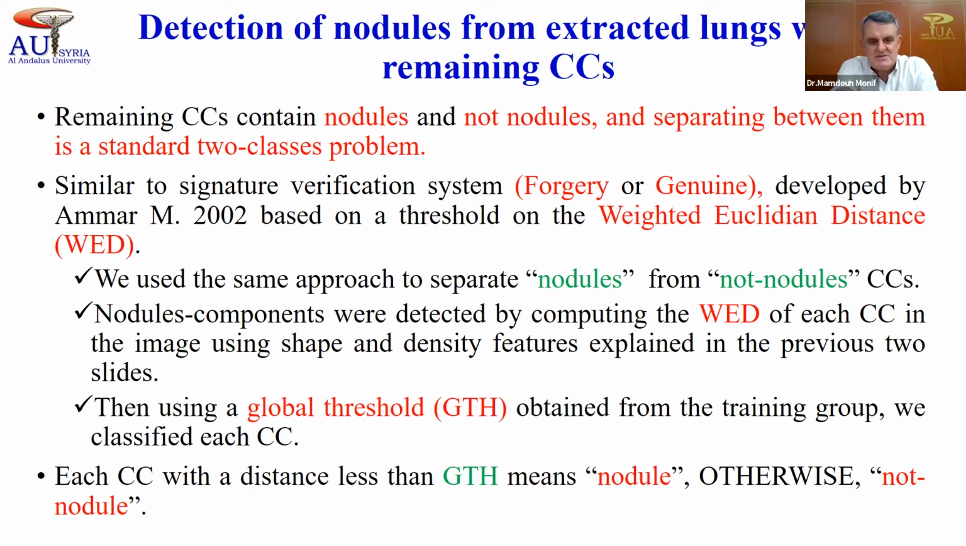Nodule components were detected by computing the WED, weighted Euclidean distance, of each CC in the image using the shape and density features explained in the previous two slides. Then, using a global threshold obtained from the training group, we classified each CC. A CC with a distance less than the global threshold means nodule, otherwise it is non-nodule, meaning either equal to the GTH or larger than the GTH.